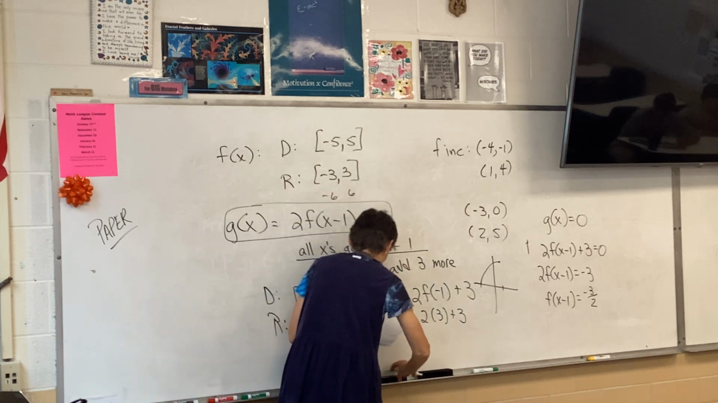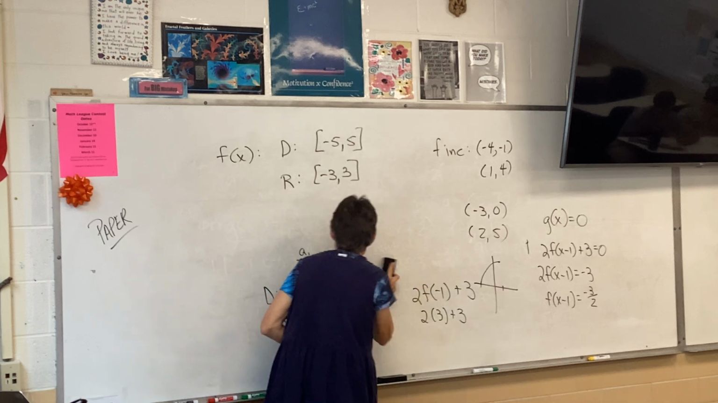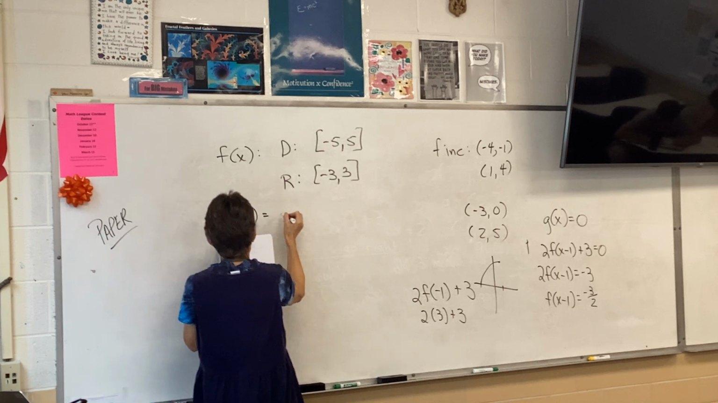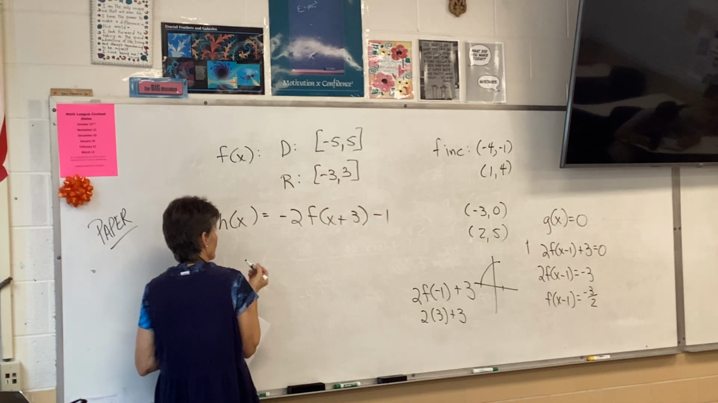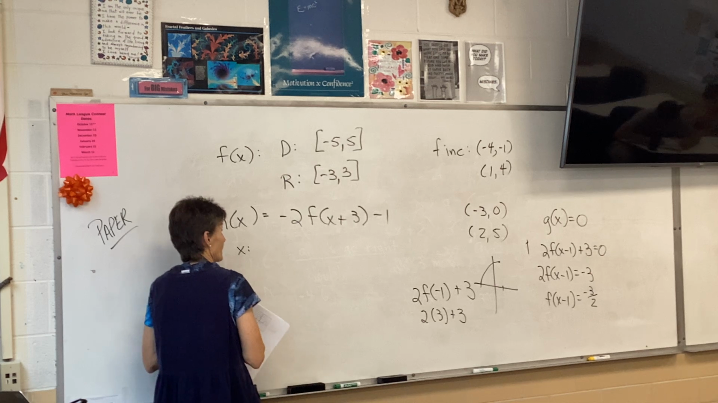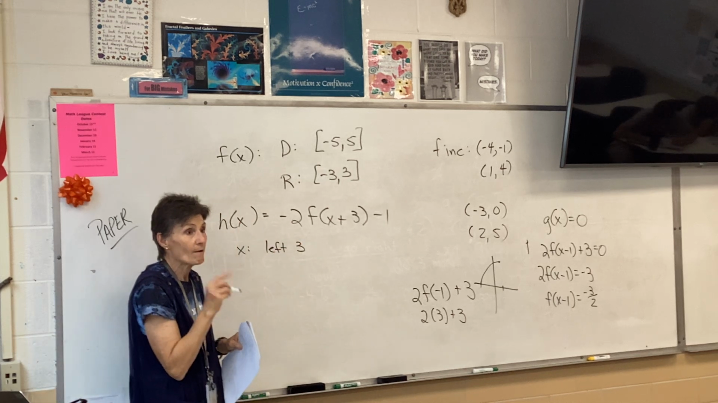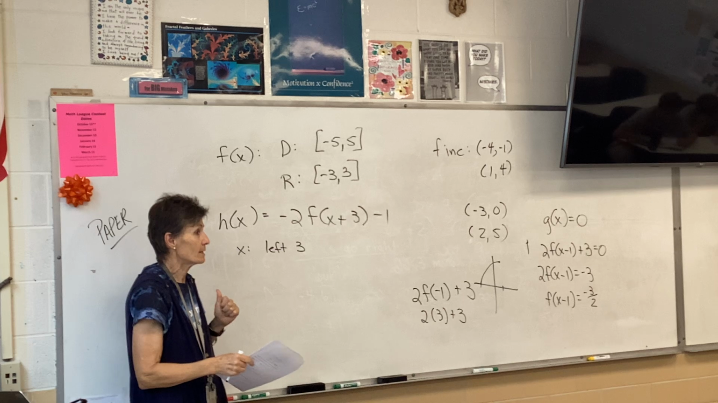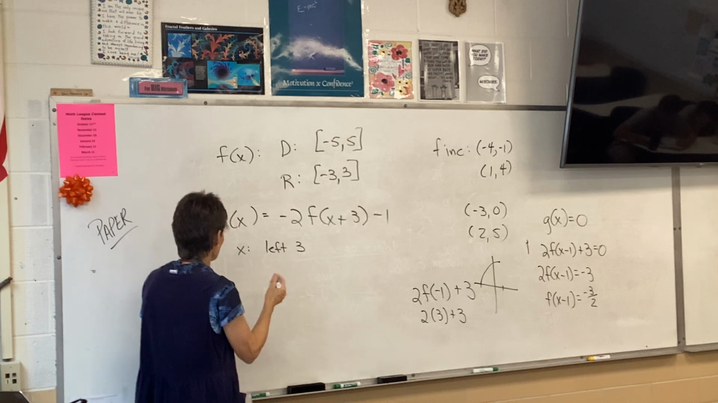Okay, now let's look at, we're using the same basic function. Only what are we doing now? Let's go ahead and write down what we are doing. What are we doing to our x's? What's happening to our x's? They're going left 3, right? So every x that we talk about in F is going to go left 3 for this one. All right, and then what's happening to our y's?